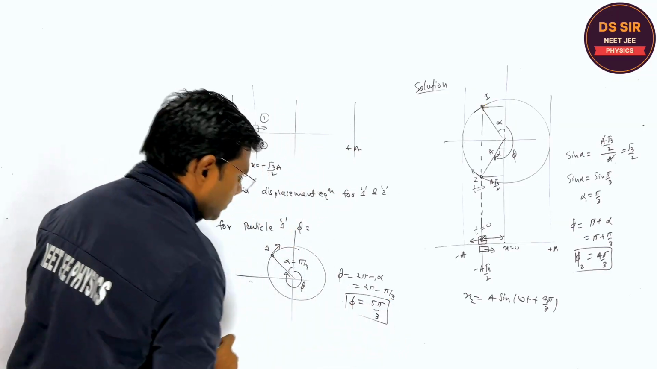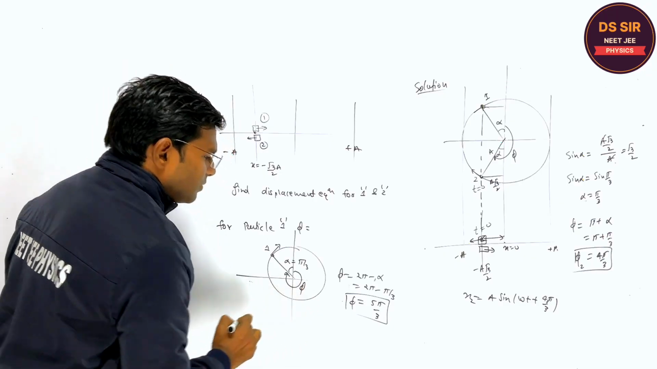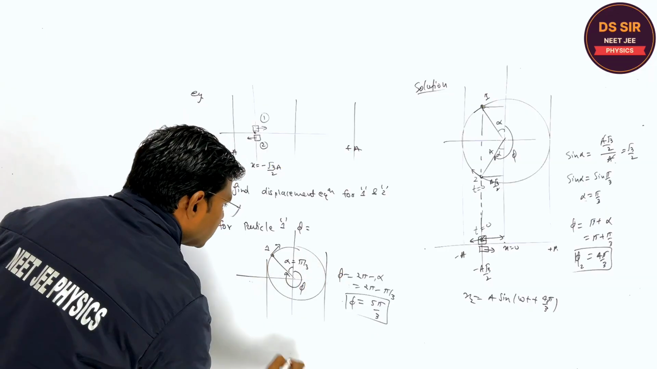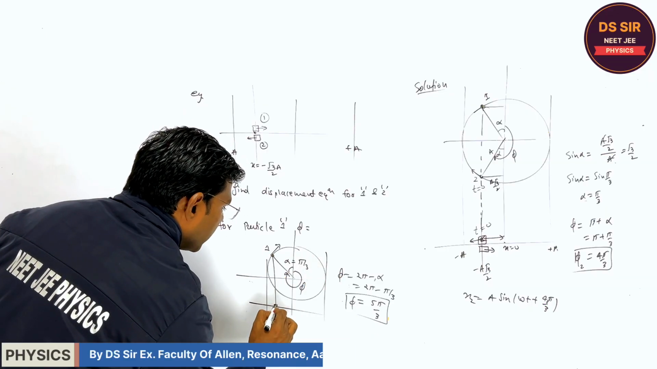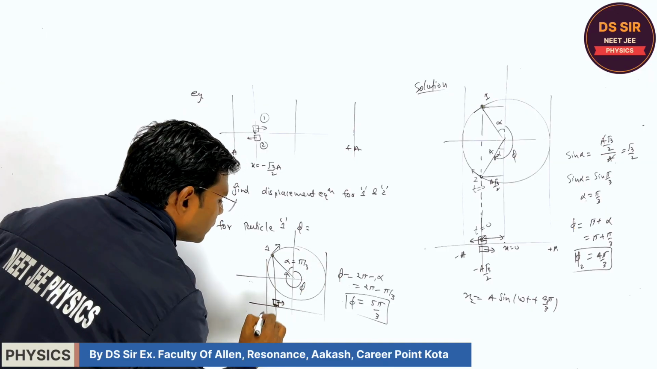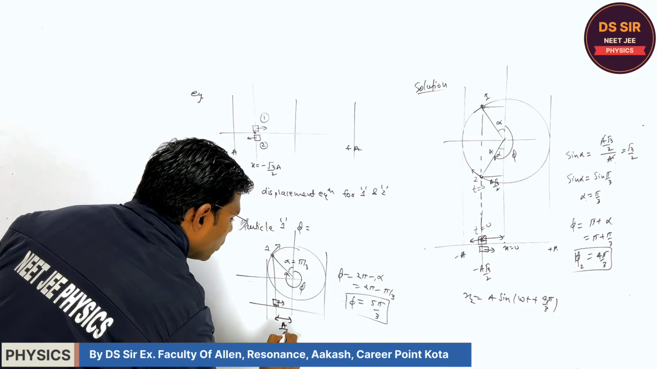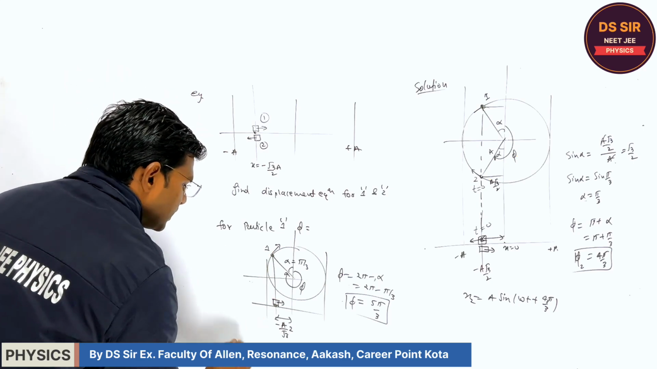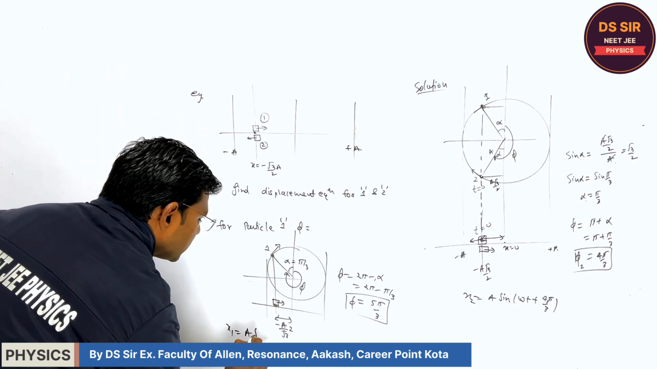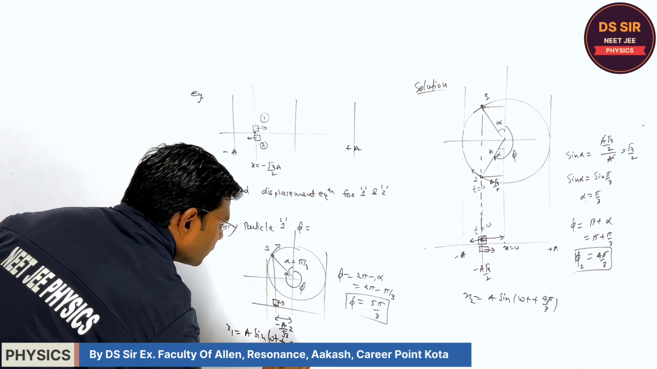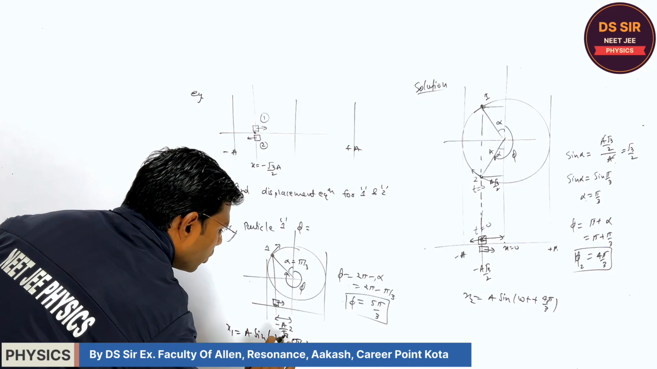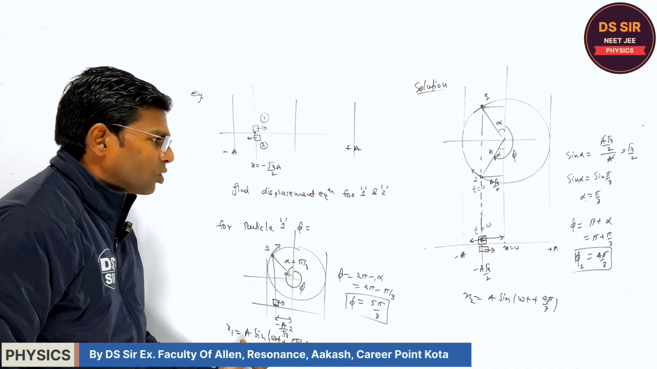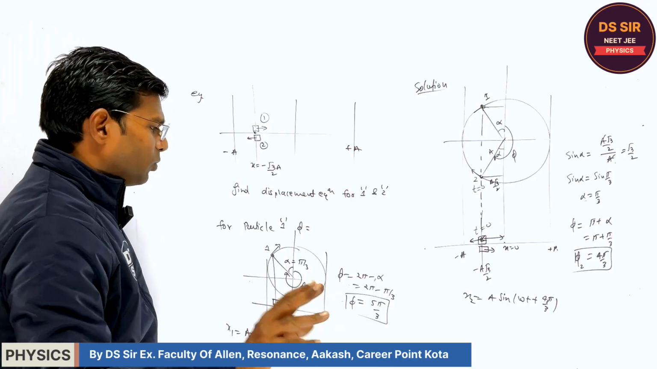Is it clear or not? So this is the initial phase. The particle is moving in this direction and is present at root 3 by 2 from the mean position. So what is the equation of SHM you will write? x is equal to a sine omega t plus 5 pi by 3. So this is the equation. Fine. Copy this.